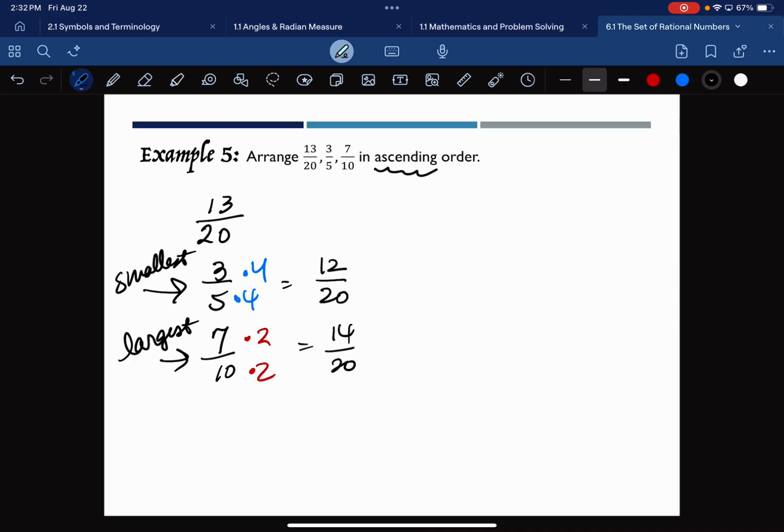Now when we're giving our answer, we're still going to give the answer in the form that the numbers had to begin with. So the beginning number that we were given for the smallest number was not 12 over 20, right. It was 3 over 5. The number in the middle stayed the same because we never changed it. It's 13 over 20. And then our largest number, 14 over 20, was given originally to us as 7 over 10.